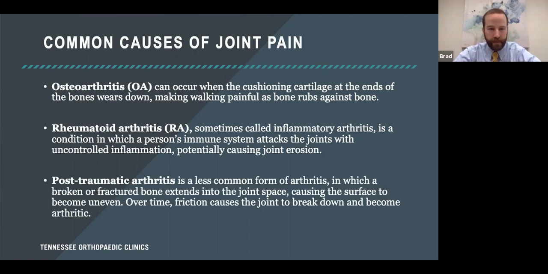And lastly, post-traumatic arthritis, which is less common, is when a fractured bone or broken bone extends into the joint space, which can cause the surface of the joints to become uneven. And over time, this friction can cause the joint to break down and become arthritic.